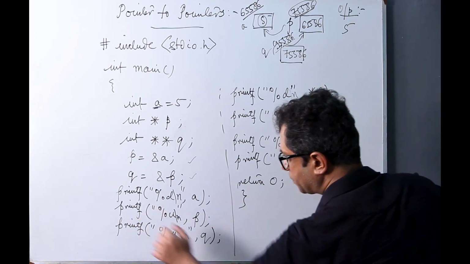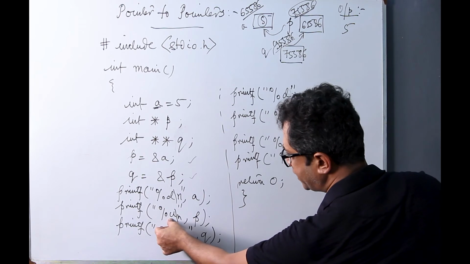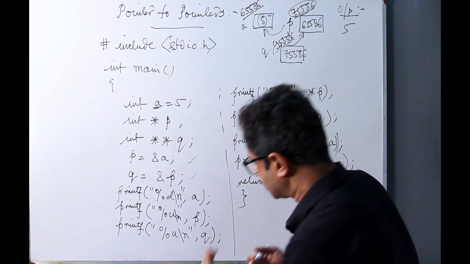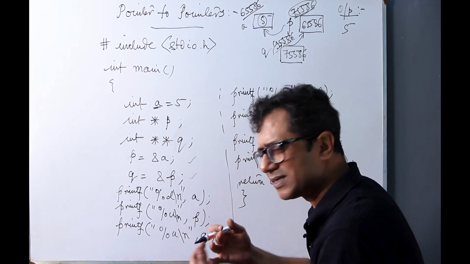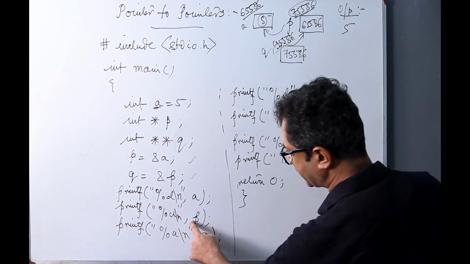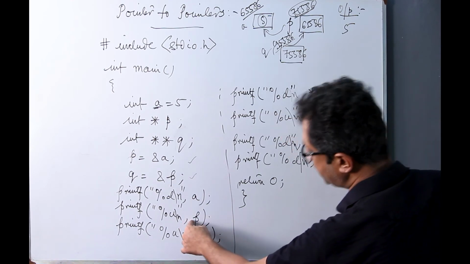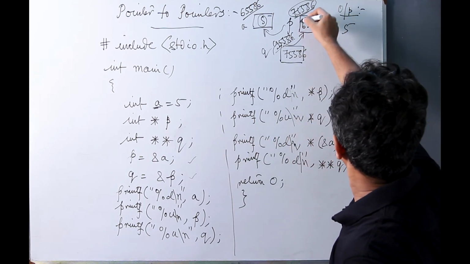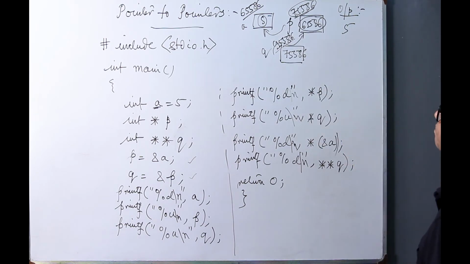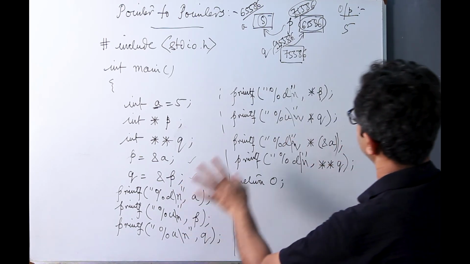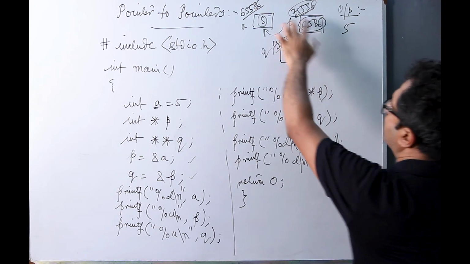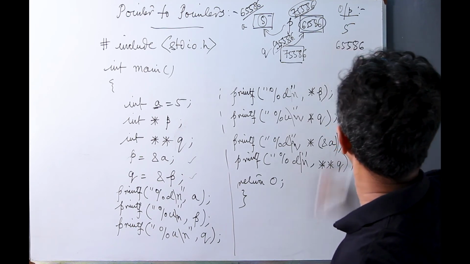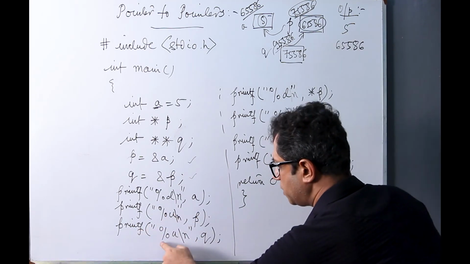Let's come to the second printf statement. I have written percent u, that is unsigned int. This is the format specifier of unsigned int, and you can easily understand that this percent u means that we are going to print some address values. So what I have taken here is p, and this p will be printed over here. That is, the value of p, which is nothing but an address value. And what is this address? This is the address of a. So this will print 65586.